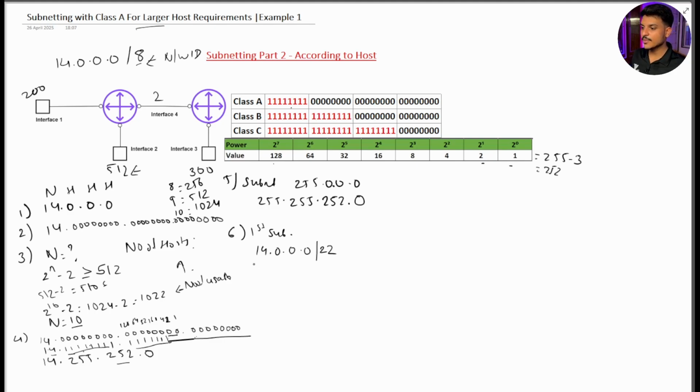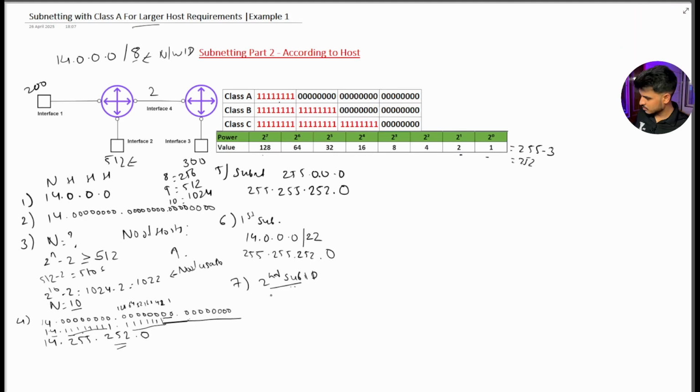So what will be its subnet mask? It is basically how many bits are given to network and how many bits are given to host. In class A always the first 8 bits are given to network, meaning all ones is 255, and the second 8 bits are also given to network, meaning again 255. From the third octet some bits are given to network, and if we sum up their values it gives us 252, and the last octet is given to host, meaning it will be 0 only.